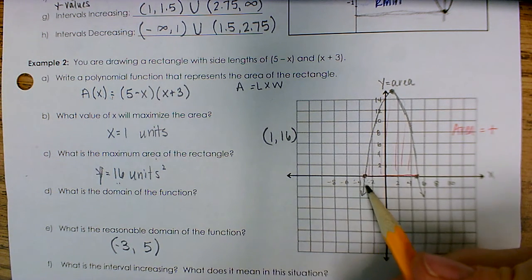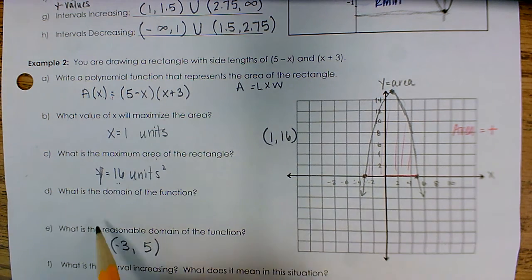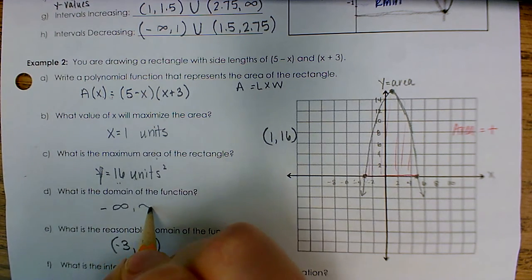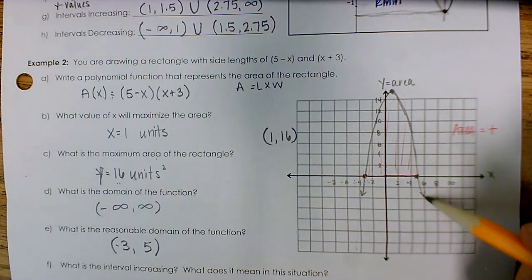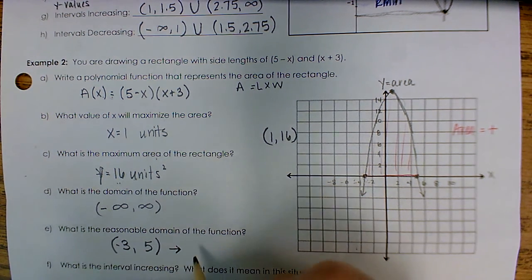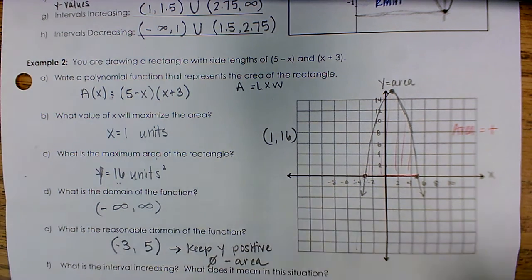Down here doesn't make sense because we don't want a negative area. Y is negative down here. Y is our area. So what is the domain? The actual overall domain goes from -infinity to +infinity because this goes on forever and this goes on forever. So we're going left and right infinitely. And this is because we want to keep y positive because we don't have negative area, right?